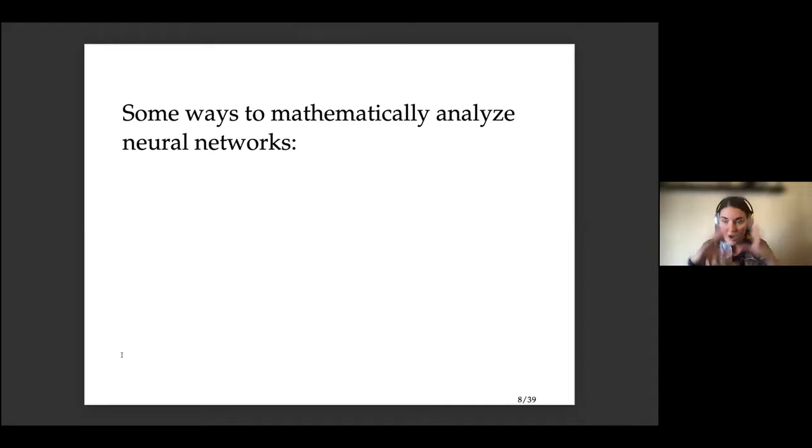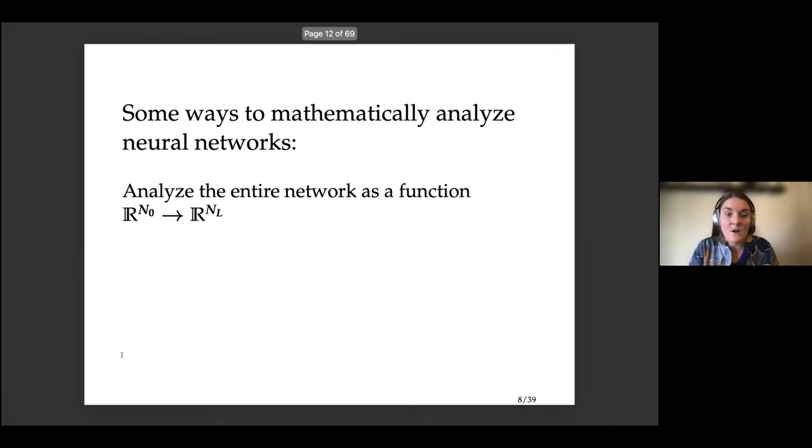So some broad categories of how to mathematically analyze neural networks, and this is certainly not complete, but just a couple of different broad categories. So one is, as mentioned before, we can view a neural network as just a function between two different Euclidean spaces. So one of the things that we can do, and we will do later in this talk, is to analyze entire networks just as functions. They're functions in some sort of function spaces, and what sort of properties do they have?